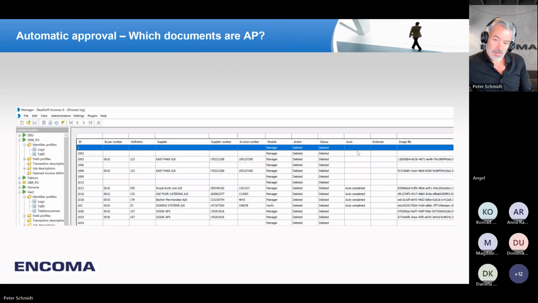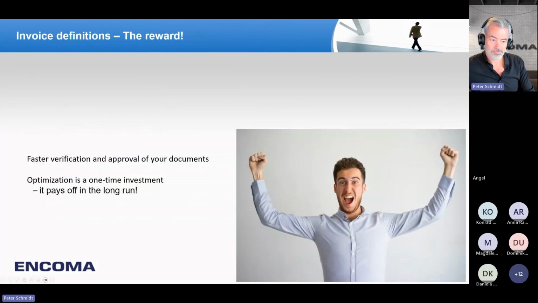Also in the process log, you can see how many of your invoices go through automatically. It's also an indication that if it says autocomplete, that means it is green in Verify, but you have still manually approved it. If it says auto approved, it indicates that it has gone through automatically. And remember, no matter what, if there is a validation error on the invoice, even though it's set to auto approve, it will end up in Verify for you to correct it.